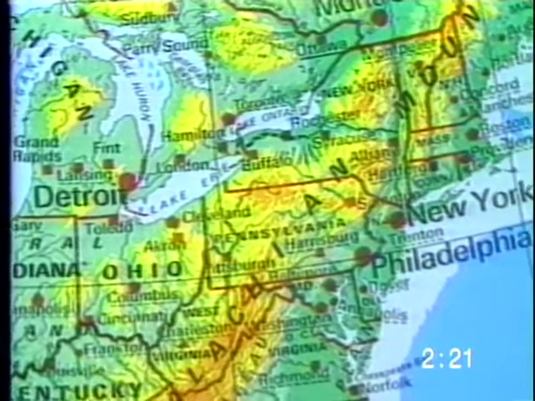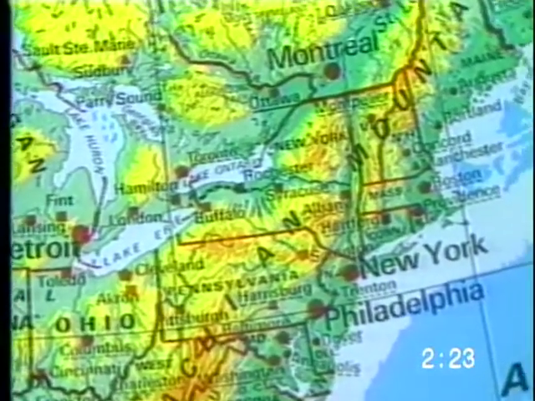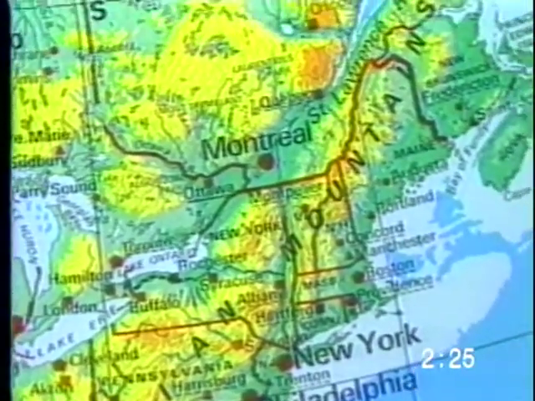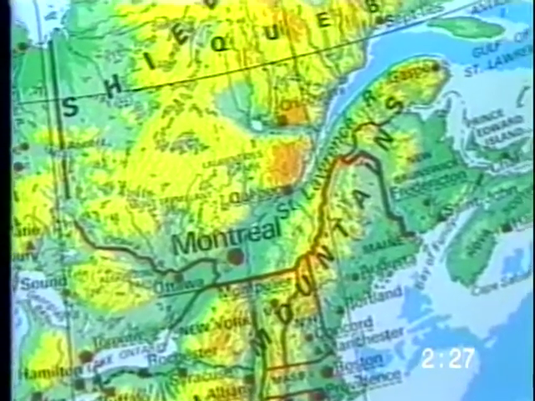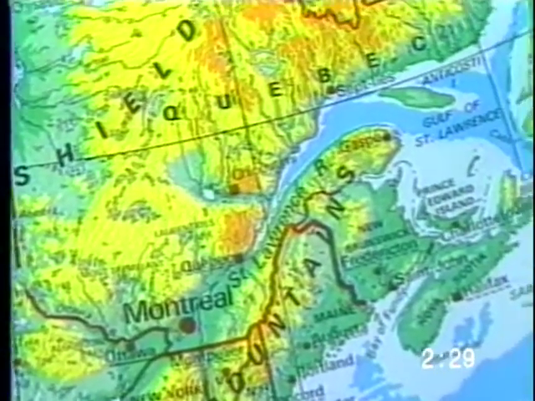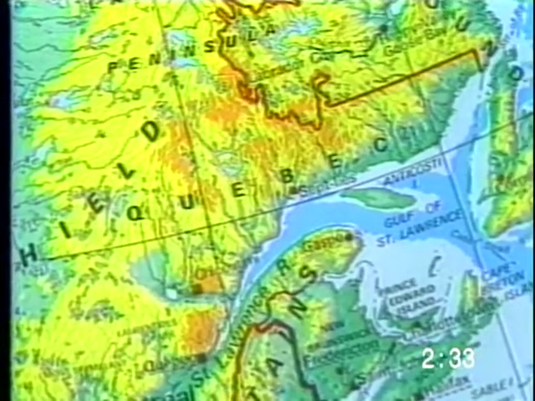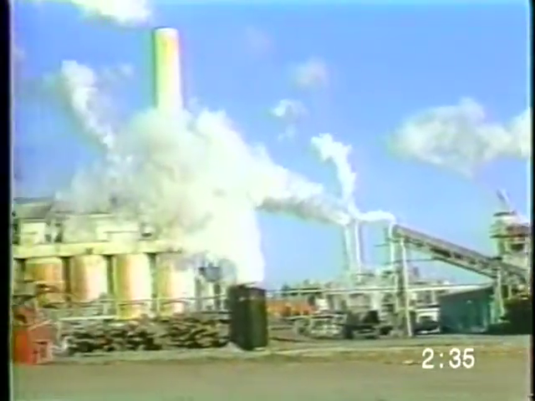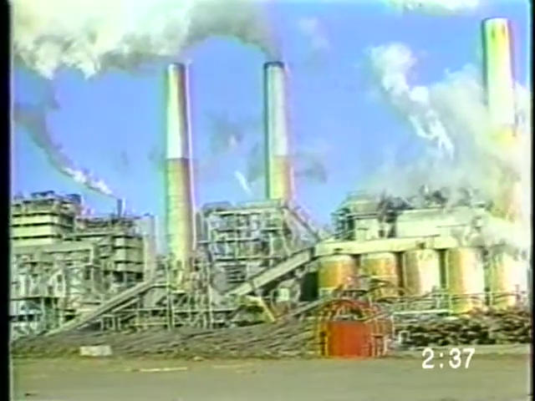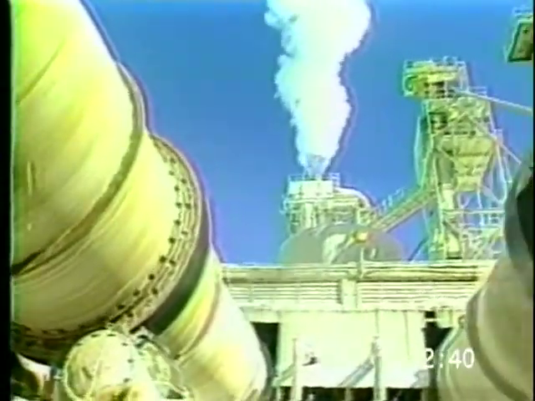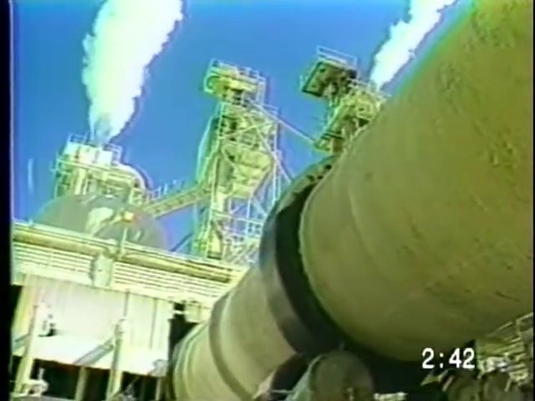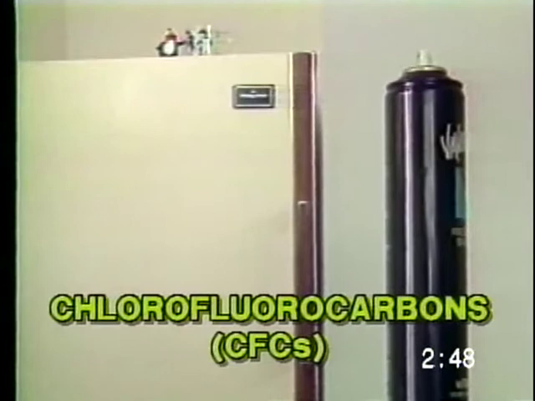Pollution from one country affects the other countries around it. Canada has complained that the industrialized regions of the northeastern United States have caused an increase of acid rain in southeastern Canada. Canada and the United States have started to work together to try to reduce the amount of pollutants emitted into the atmosphere. Another type of dangerous air pollutant is called chlorofluorocarbons, or CFCs.